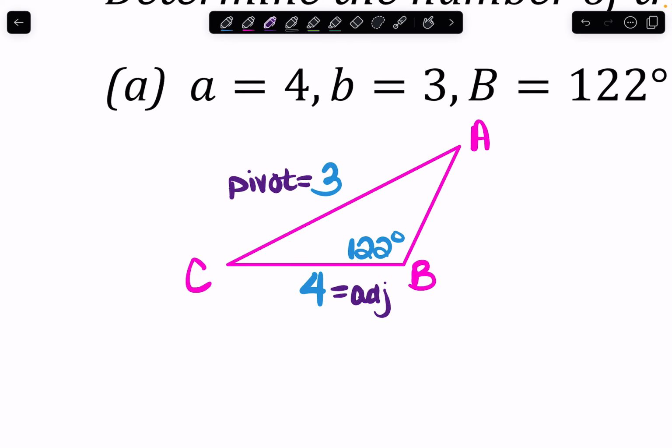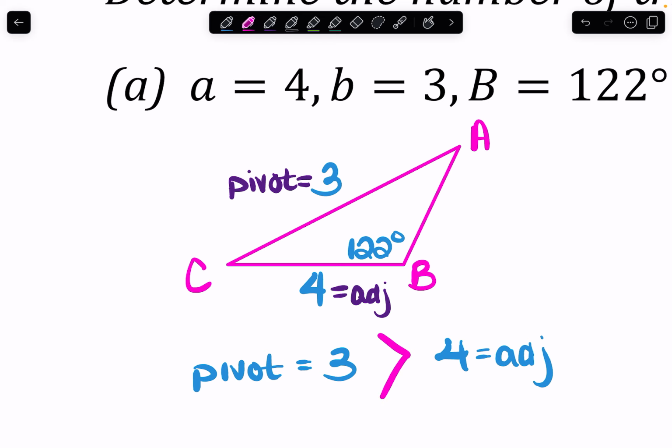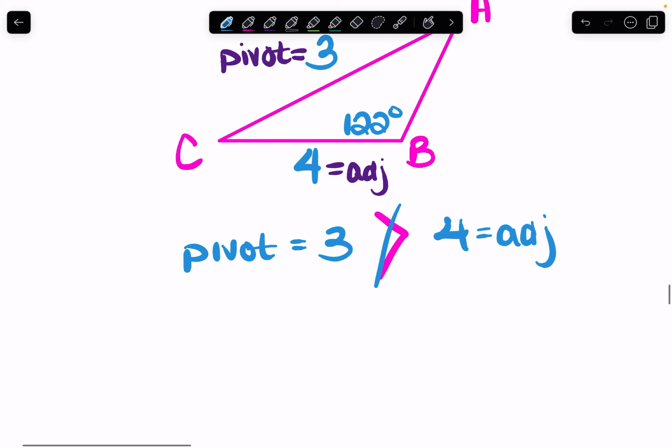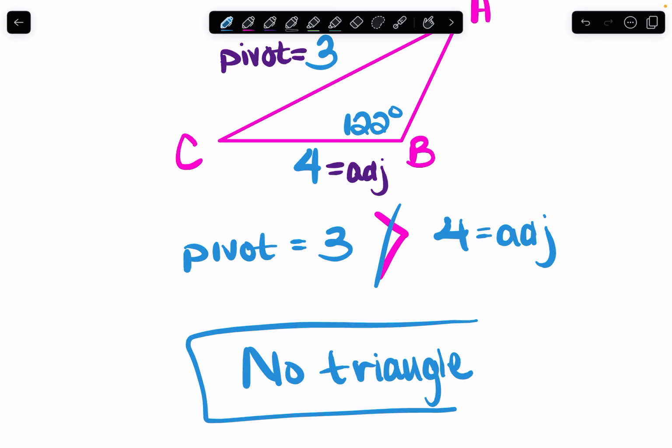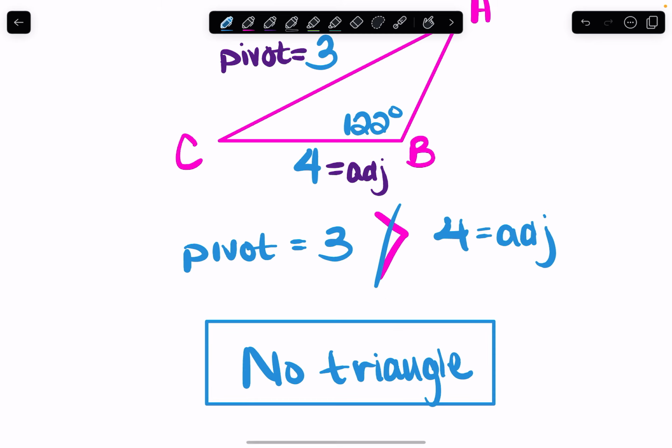So we're looking at our pivot. Our pivot is 3. Our adjacent is 4. In order to have a triangle here, the pivot must be bigger than the adjacent. Clearly 3 is not bigger than 4, so that means there is no triangle, it's broken. So we can't solve it if it's broken. So just no triangle, right?